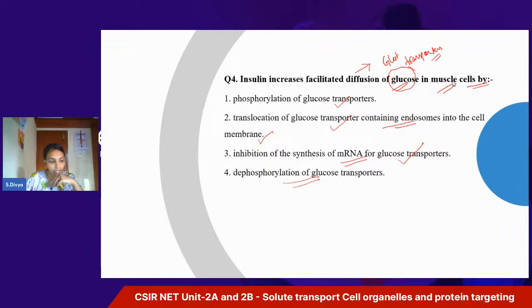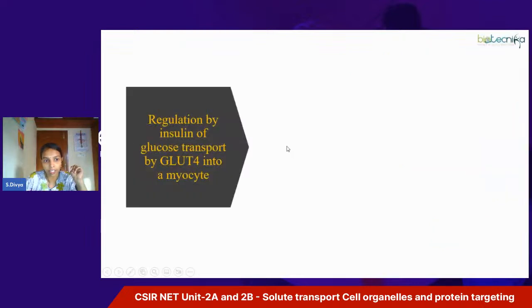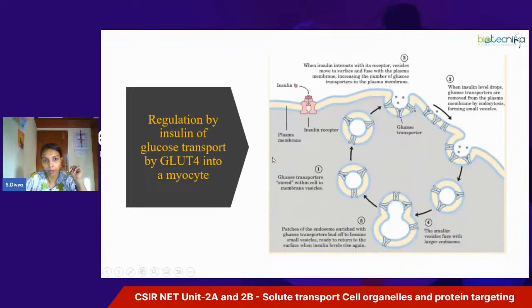See, as I can see, some miscellaneous answers came over here. The correct answer over here is translocation of glucose transporter containing endosomes into the cell membrane. Now let's check it out how this translocation takes place. Remember, it is your GLUT4, okay, into a myocyte. So when exactly the insulin is activated?